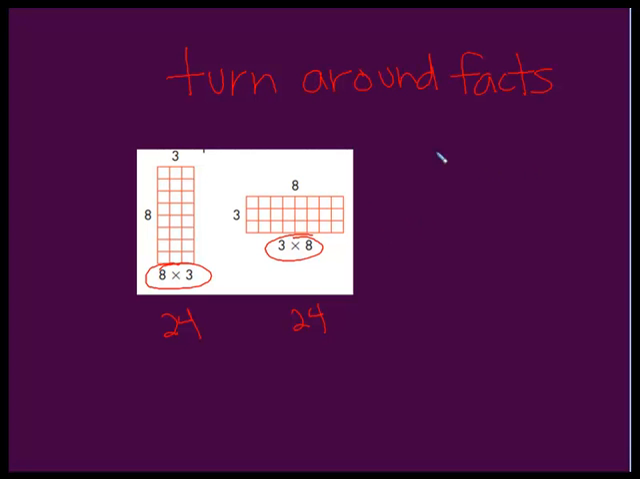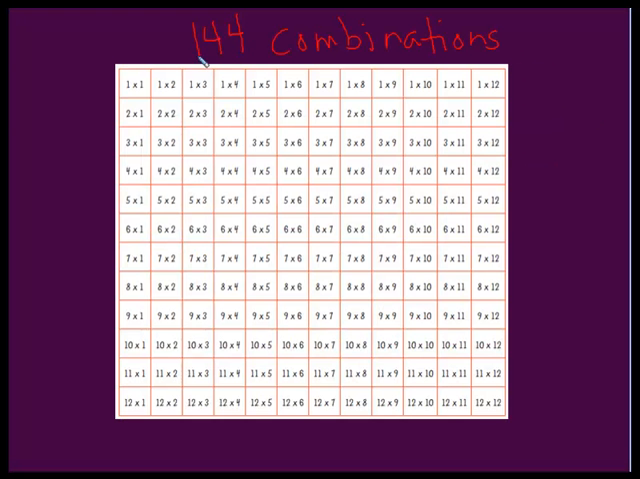When you have discovered that you know the turnaround facts, you've already taken the combinations from 144 different combinations down to 78 combinations that you need to learn. So just by knowing that 2 times 1 is the same thing as 1 times 2, you've already set yourself up to remembering fewer multiplication facts. And that goes for any of the turnarounds. So you've got your 3 times 1 and your 1 times 3, and so on and so forth.